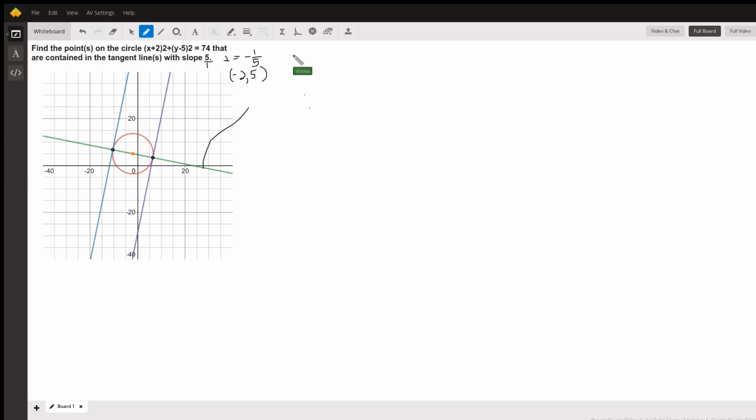So to do that, we use the point-slope form. So this becomes y minus 5. And we know the slope is negative 1/5. So then you put the slope times x minus the x-coordinate that you know. So x minus a negative 2 makes this a plus 2.